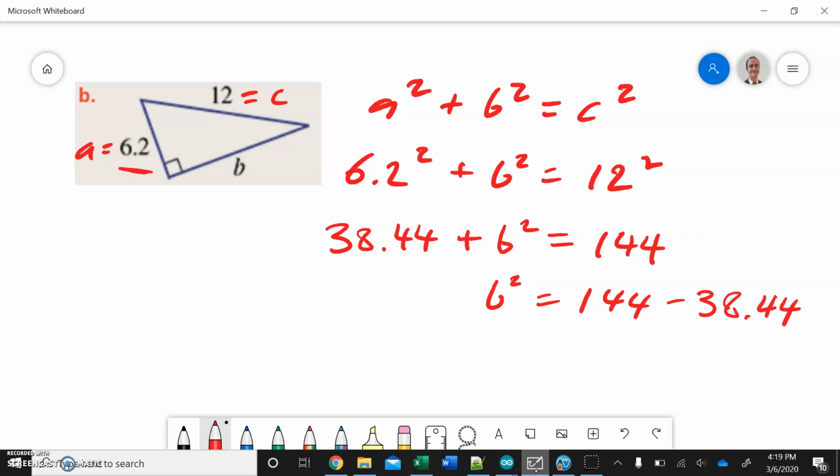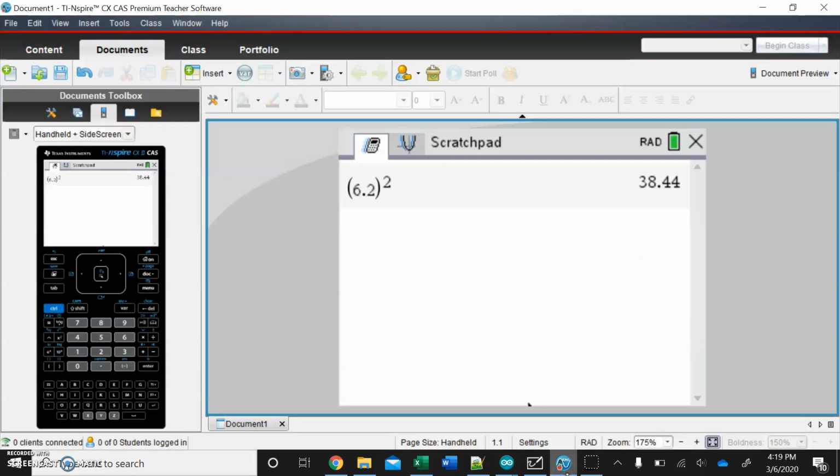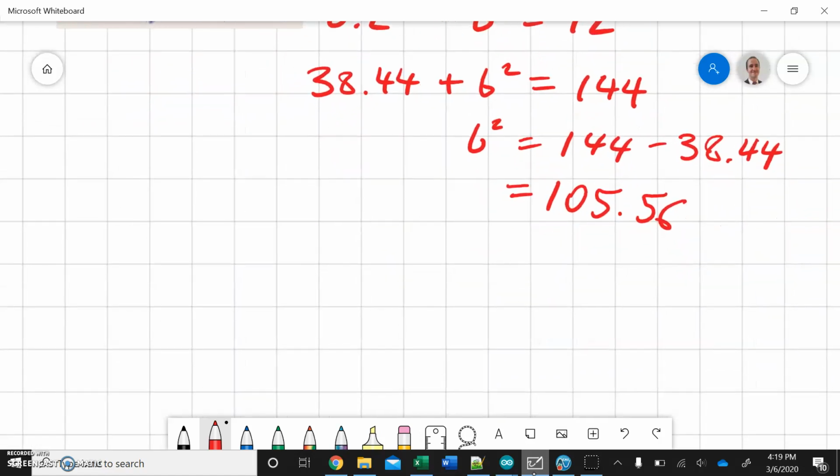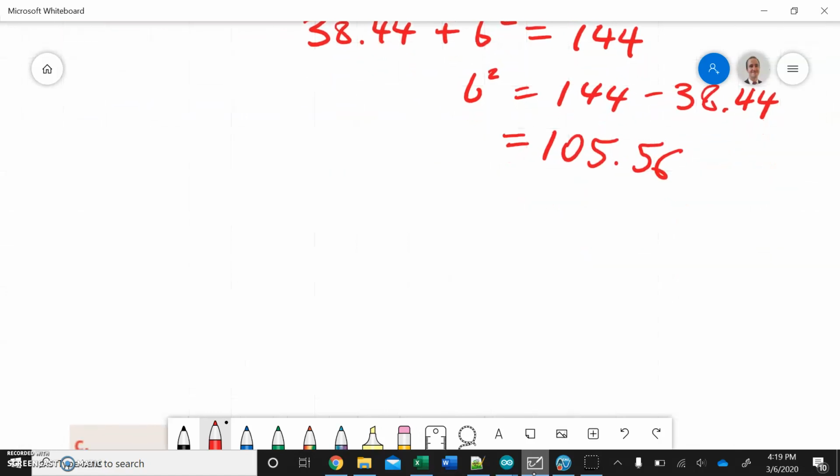I open my calculator again. 144 minus 38.44 gives me 105.56. And again, to get rid of the square, we need to take the square root of both sides. So we're going to end up with B equals the square root of 105.56.